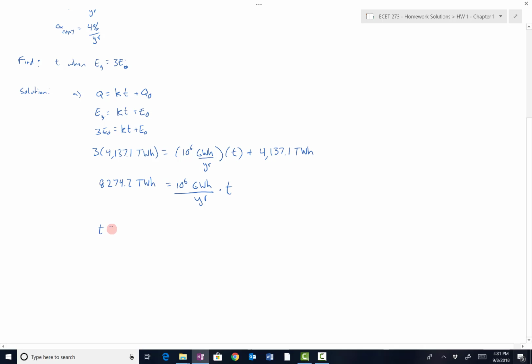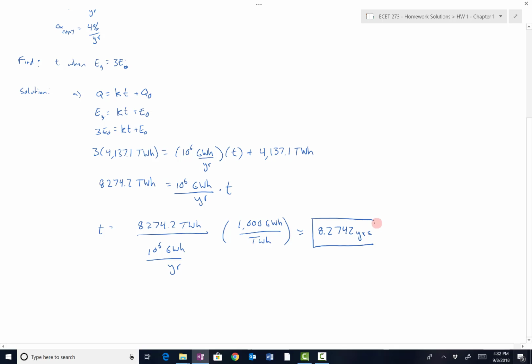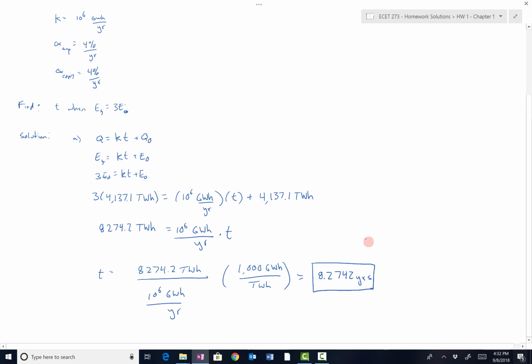So if I want to solve for T, I have 8,274.2 terawatt hours divided by 10 to the 6 gigawatt hours per year. If I do that I'm going to be left with terawatt hours per gigawatt hour, so I need to do some cancellations, and that's 1,000 gigawatt hours per terawatt hour. Throw that in there and everything will cancel out, and we're left with 8.2742 years as our answer, which we box. All right, so we were asked to find T. There it is.